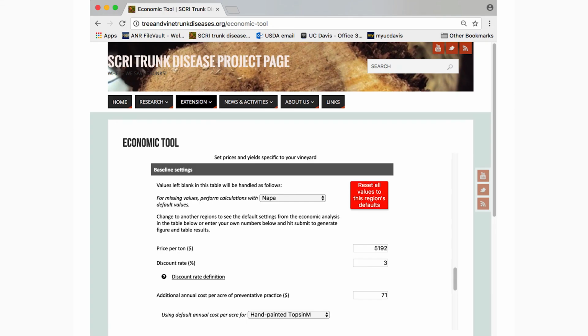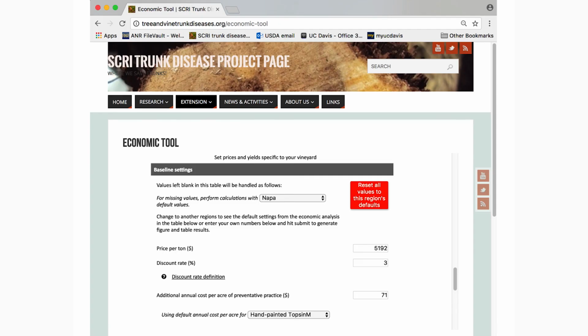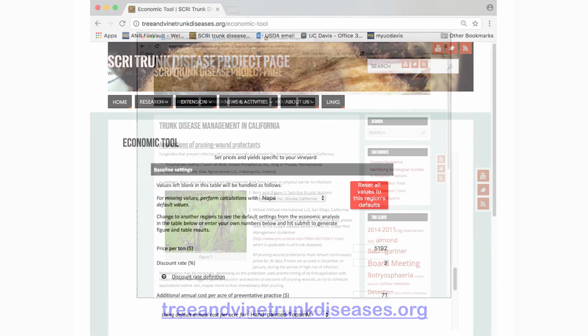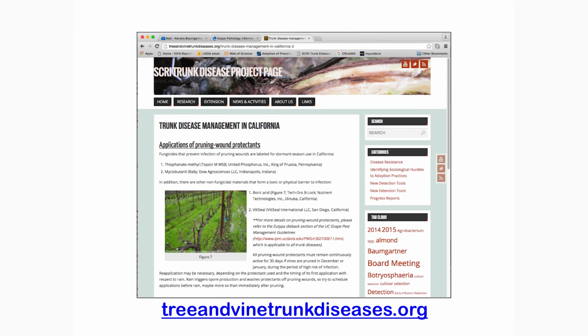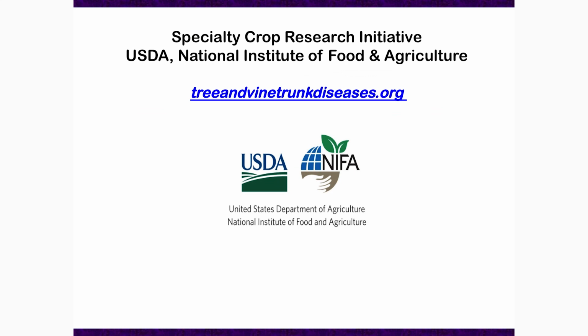We've done some studies with the economics of trunk disease management that you can find out more about at our website, treeandvinetrunkdiseases.org, and our economist Jonathan Kaplan, he came here last year to speak. This is something he and one of his students developed. And then also on our website we have more details about the management strategies, so you can read more about that there. And then lastly, I just wanted to acknowledge some of our funding sources, put our website up there, and thanks very much for your attention.